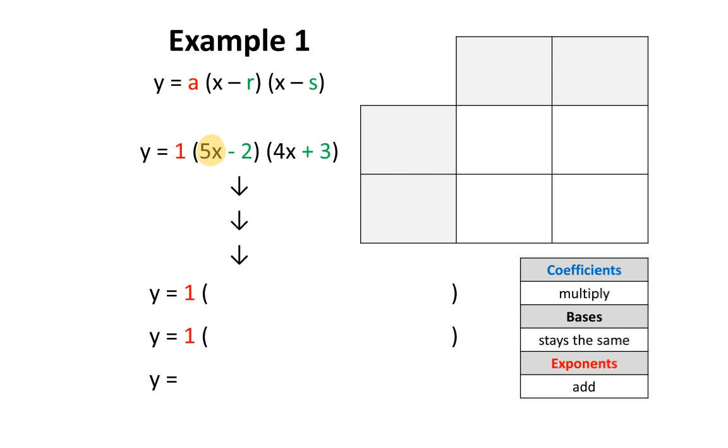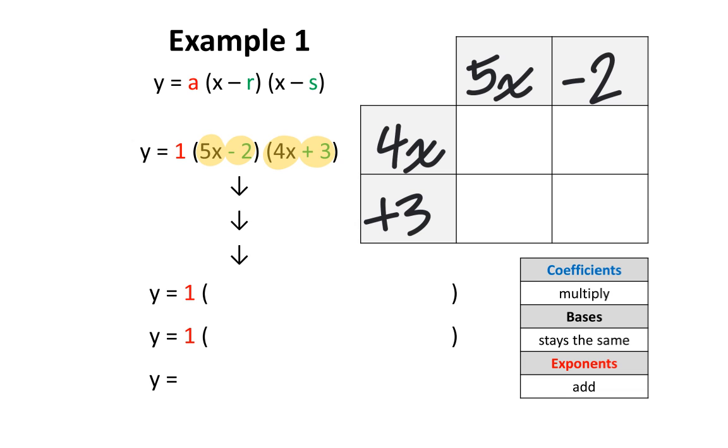We're going to start by taking 5x and placing it right over here. Next, I'm going to be taking -2 and putting it right over there. Next, I'm going to be taking 4x and placing it right over here. And last, I'm going to take a +3 and place it right over here. I'm going to start by multiplying this term and putting the answer in this empty box. Since I'm multiplying terms, that means I need to use the product rule.